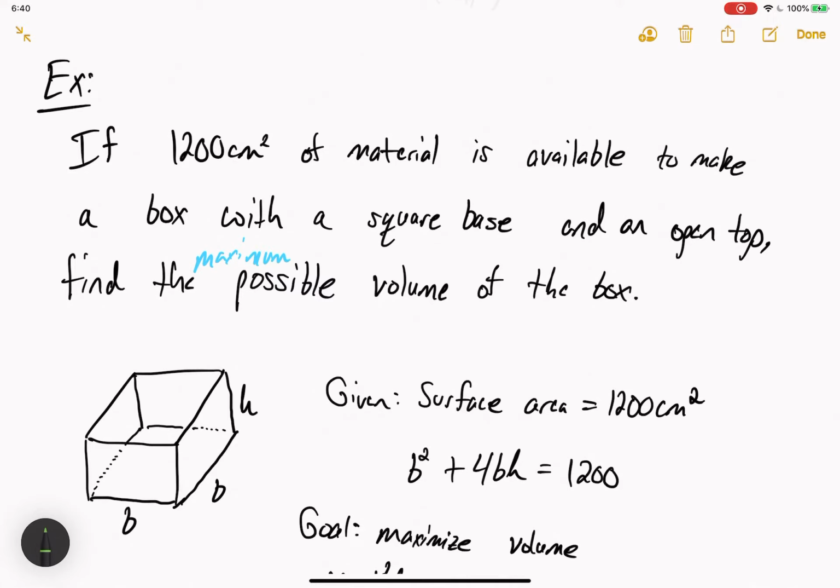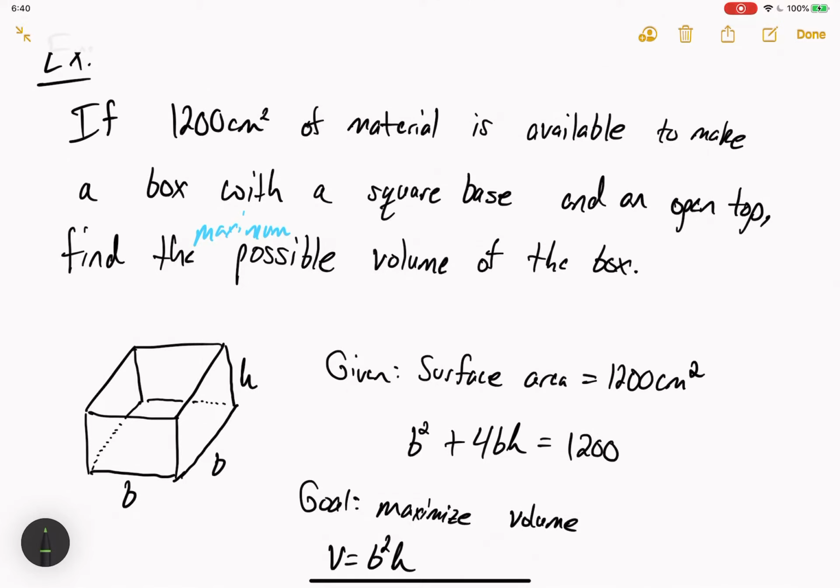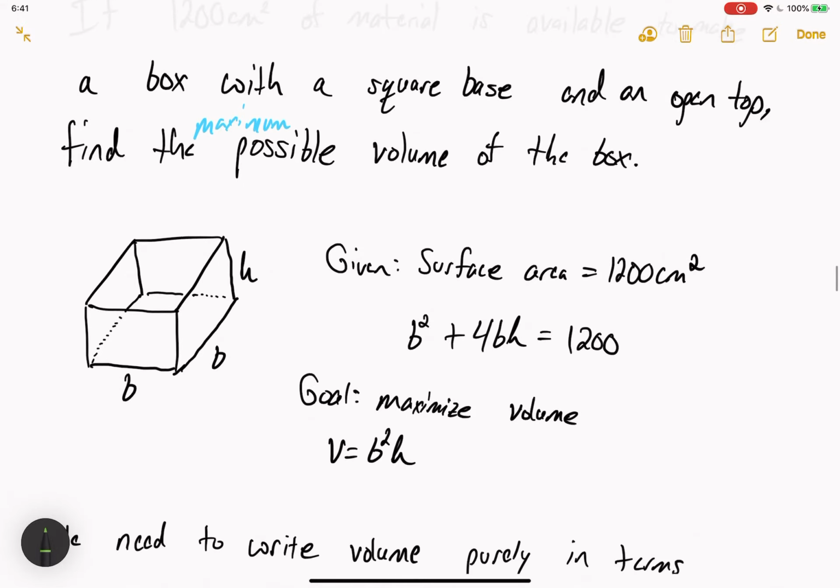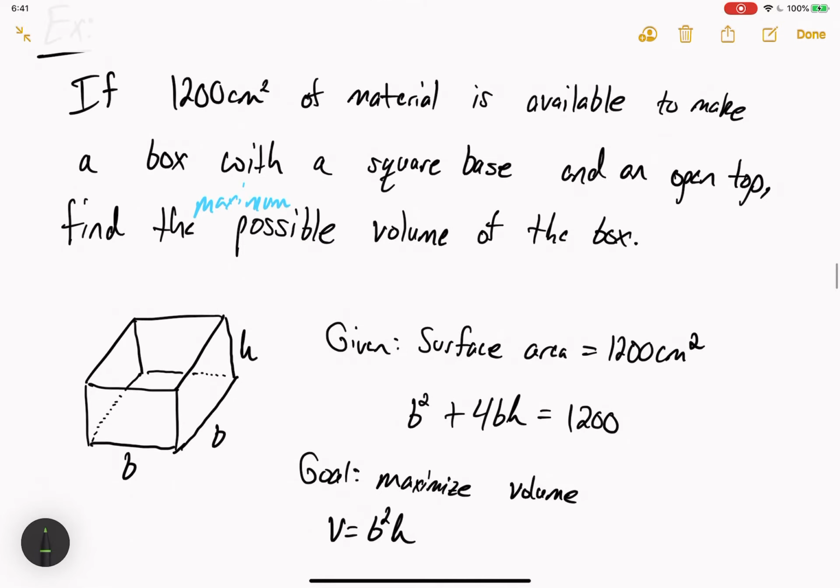So in this example, let me just read it. If 1200 centimeters squared of material is available to make a box with a square base and an open top. So there's no cover, there's no top of it, it's just open. And we only have those 5 sides, the bottom and the sides. And we want to find the maximum possible volume of the box. So one of the things we should notice is that when we read through the problem, we have 1200 centimeters squared of material, and we want to make a box out of it, square base, and an open top.